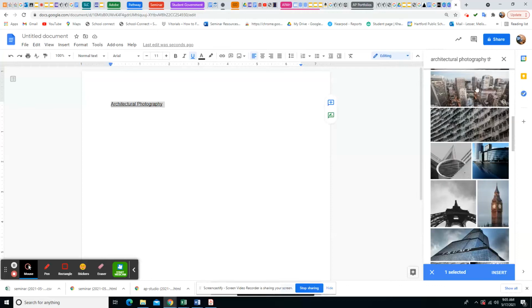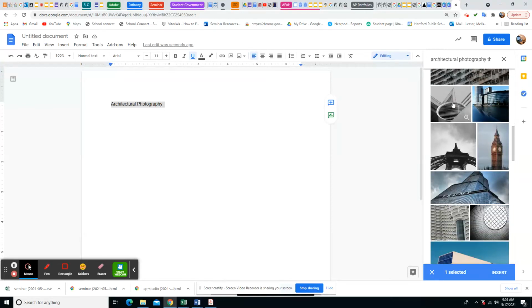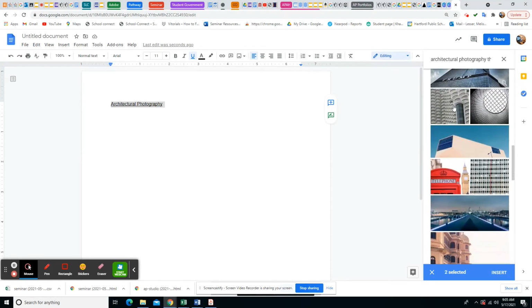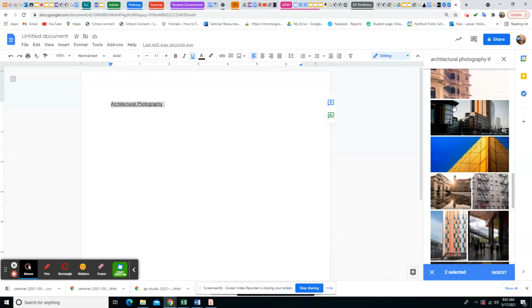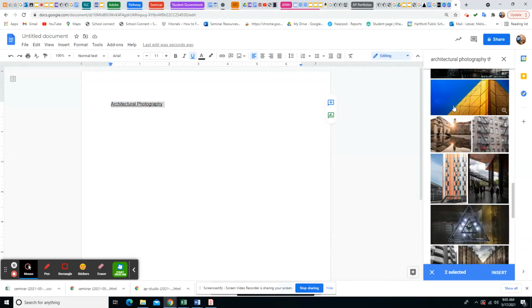I don't know if I'm going to be able to get that high to take a picture like that, but this is a close-up of a building. That's pretty cool. I could probably do something like that. And this one's interesting because it has a sun going down here, so I like that one too.